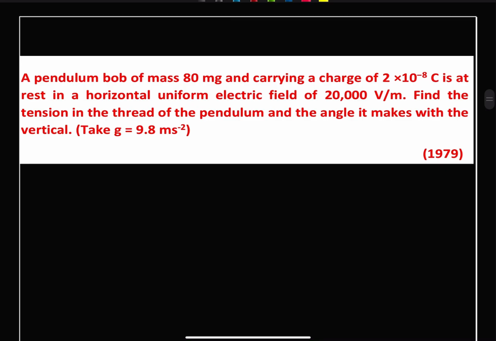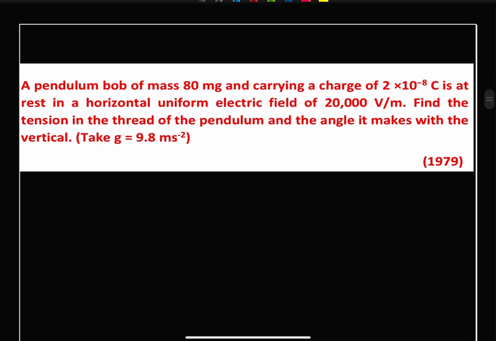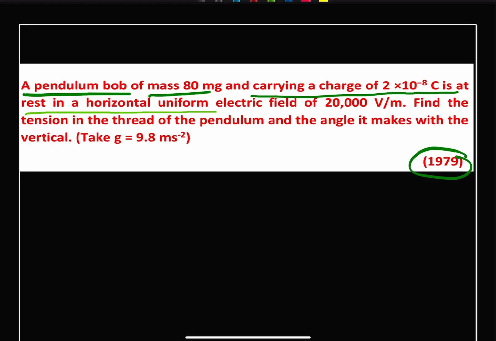We are given a question asked in the year 1979, and it states that a pendulum bob of mass 80 milligram carrying charge 2 into 10 to the power minus 8 coulomb is at rest in a horizontal uniform electric field of 20,000 volt per meter. Find the tension in the thread of the pendulum and the angle it makes with the vertical.